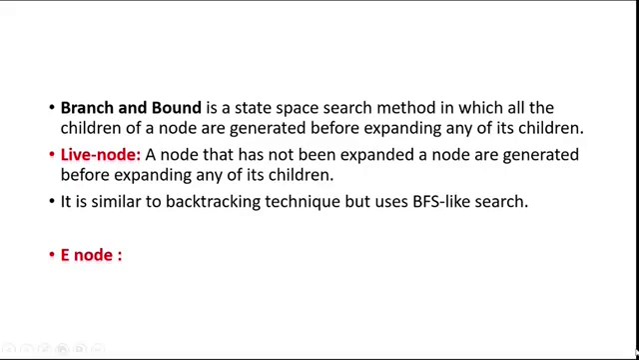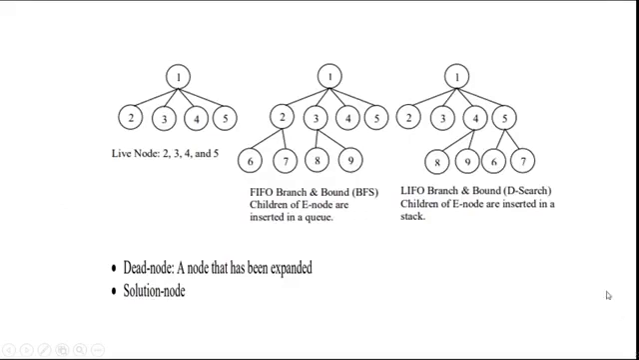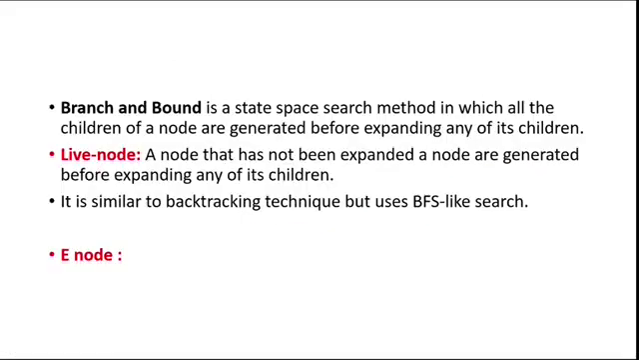Now here the term expansion will come. That means when you visit a node, you expand it. So let's say initially 1 is the live node and it has expanded to 2, 3, 4, 5. Branch and bound has 3 methods: FIFO branch and bound, LIFO branch and bound, and then least cost branch and bound. In least cost branch and bound we can somehow map the A star algorithm.